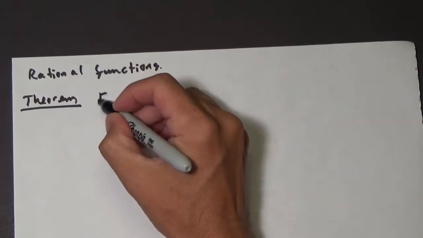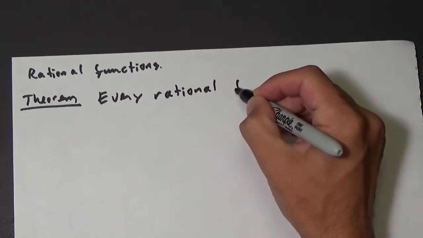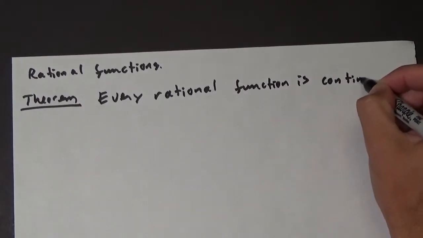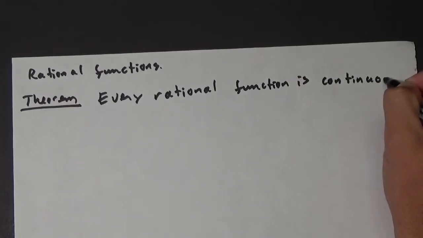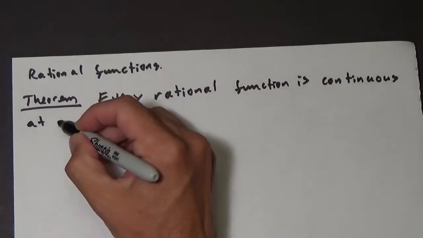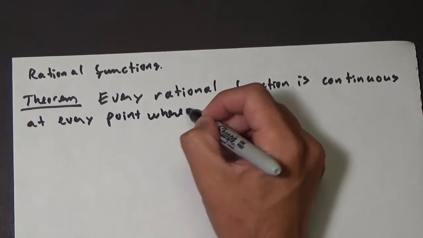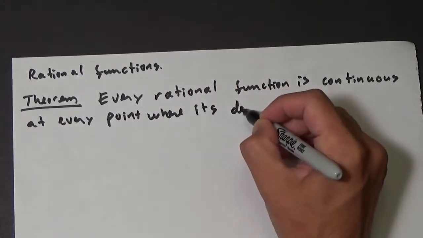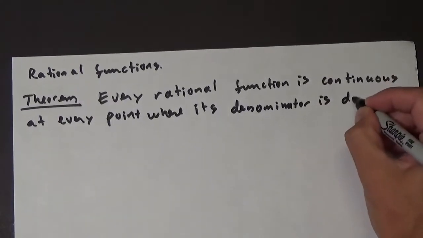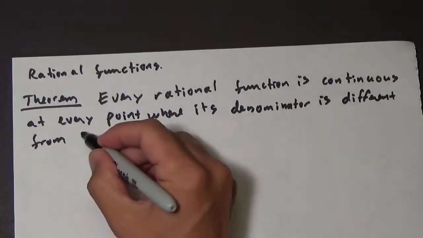And our theorem states every rational function is continuous at every point where its denominator is different from 0.